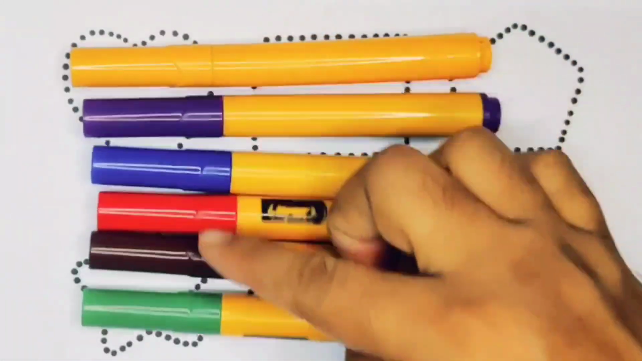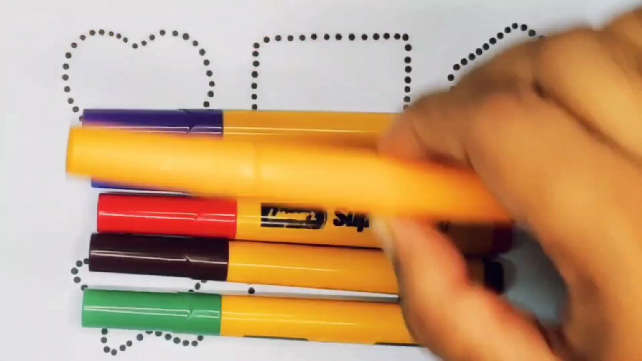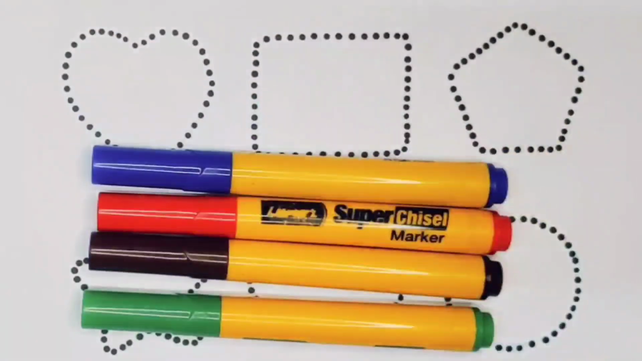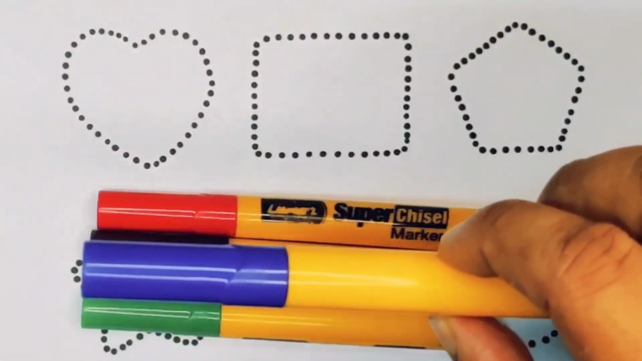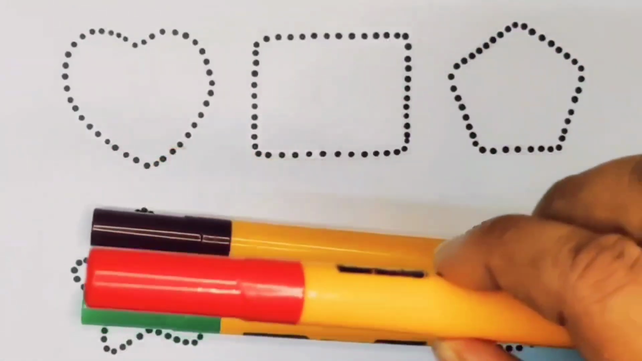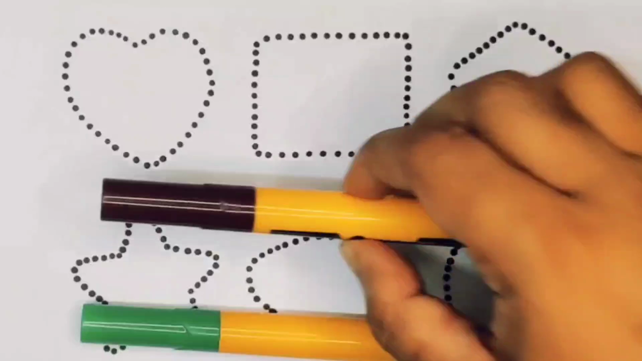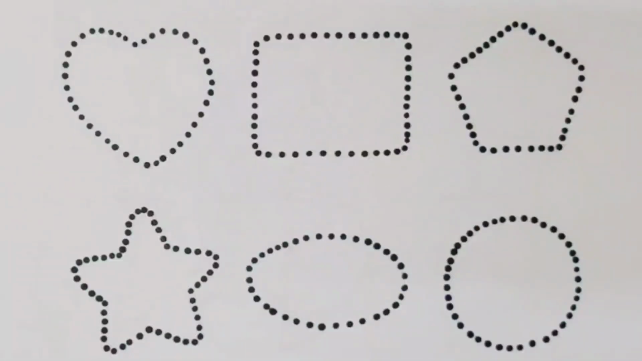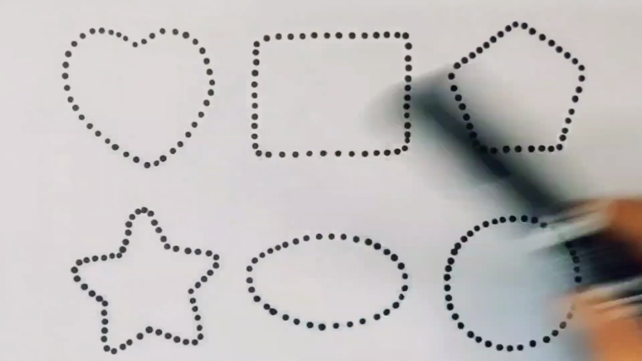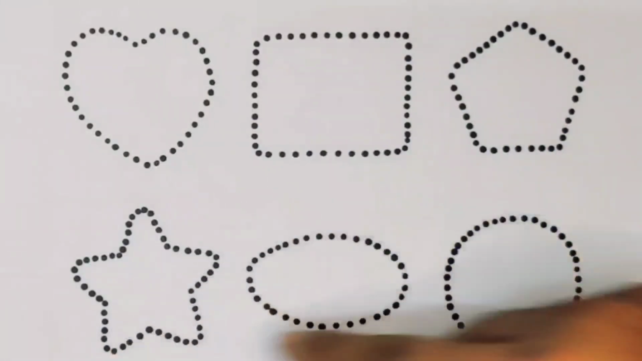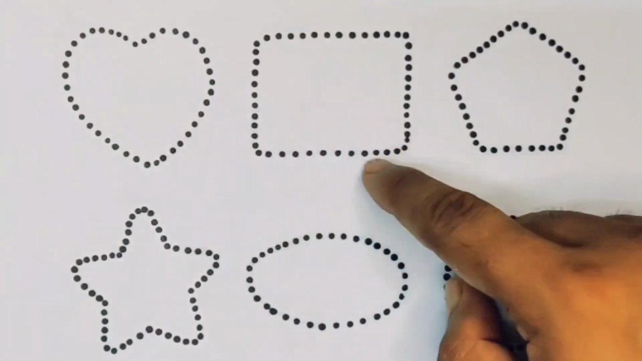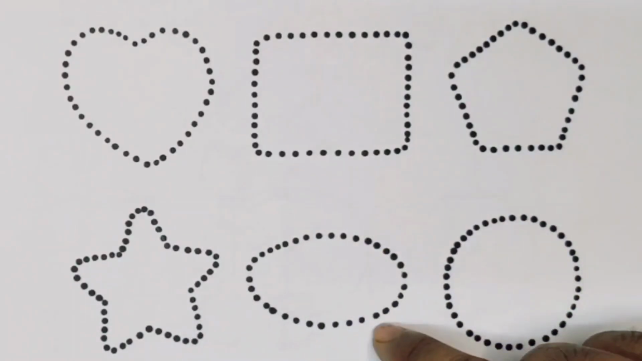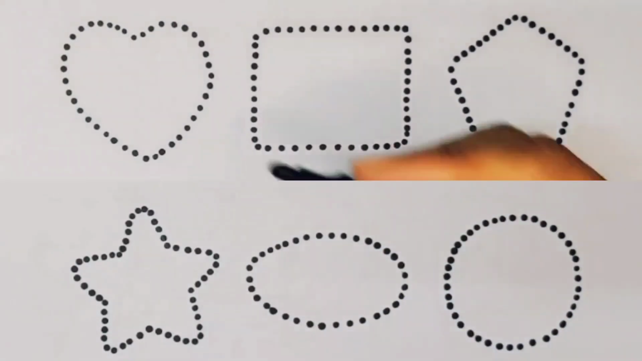First we're going to know the color's name. Orange color, purple color, blue color, red color, chocolate color, light green color and black color. Now let's learn the 2D shapes: heart, rectangle, pentagon, star, oval and circle.